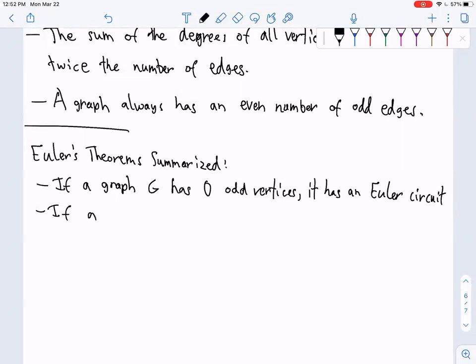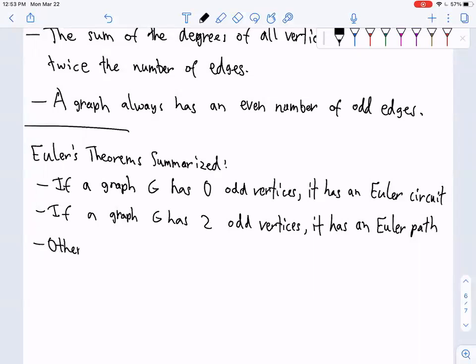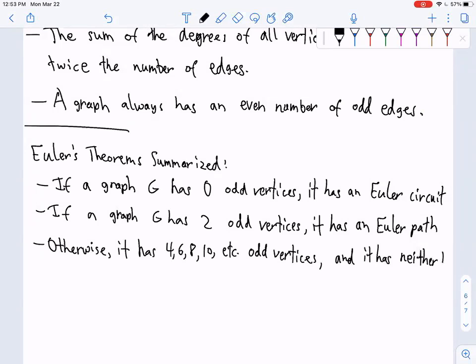If a graph G has two odd vertices, it doesn't have an Euler circuit, but it does have an Euler path. And then otherwise, it has some other number of odd vertices. So 4, 6, 8, 10, et cetera, odd vertices. One of those numbers, a different even number. And it has neither an Euler circuit nor an Euler path.